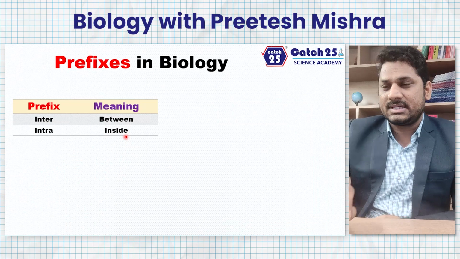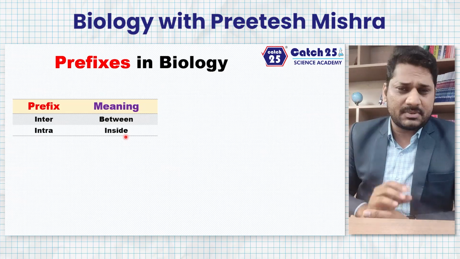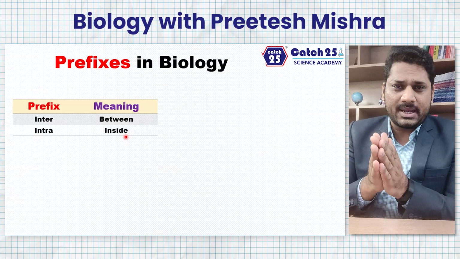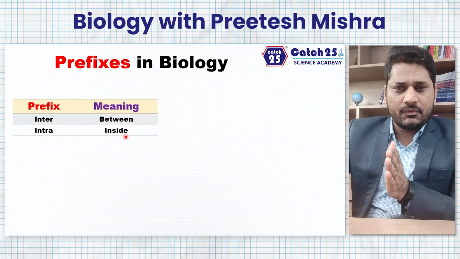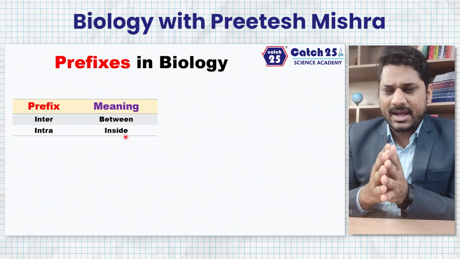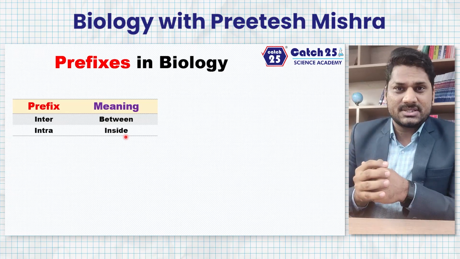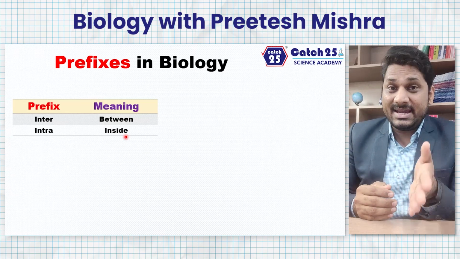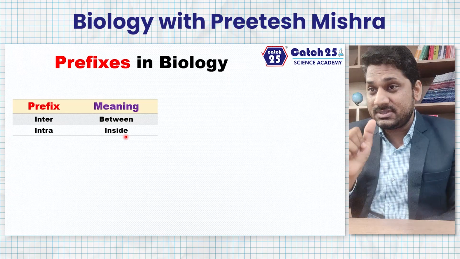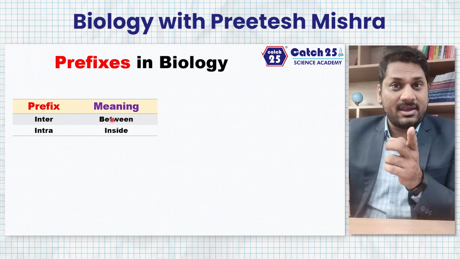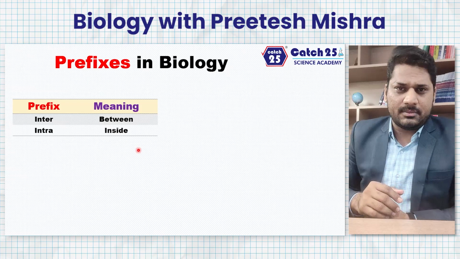Alright, next prefix pair, what have we come with? Inter, intra. This is very simple, students. I always give this example to my students: when I was in school, there was a football match going on between my school and the neighboring school. What do I call this match? I will call it an inter-school football match, correct? So when I say inter-school, by inter I mean between my school and the neighboring school. So here you can see, students, inter means between and intra means inside. Very simple terms which you must have used n number of times.